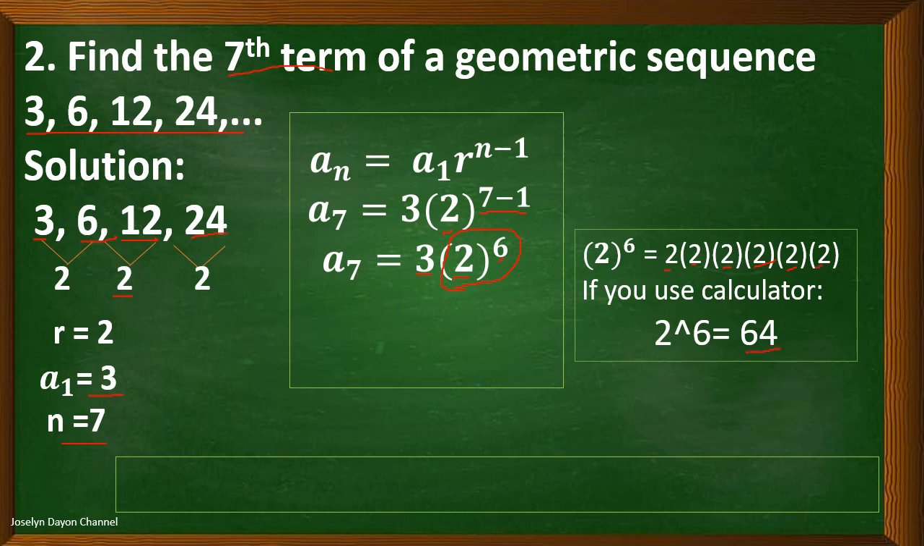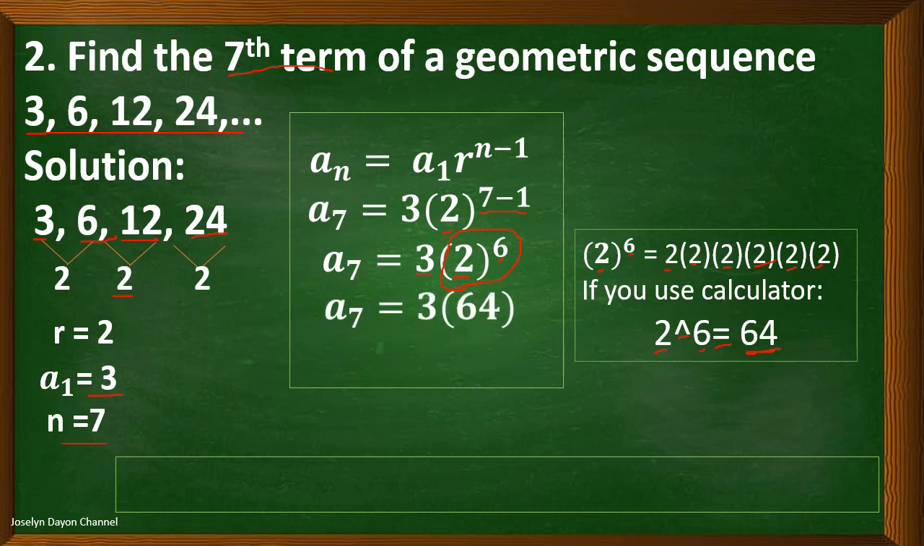If you will use a calculator, you just press 2, the base, and you look for this symbol. This is for the exponent. And then you press 6 because 6 is the exponent, and then equals. And automatically it will give a product of 64. So 2 to the power of 6 is 64.